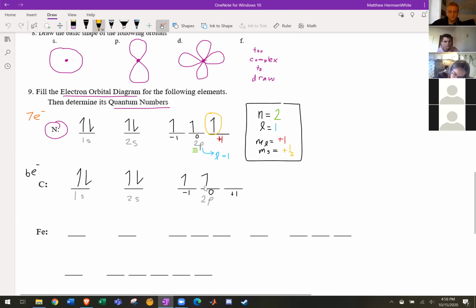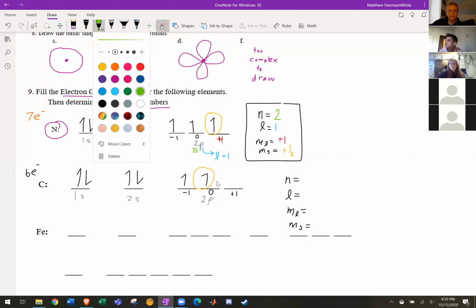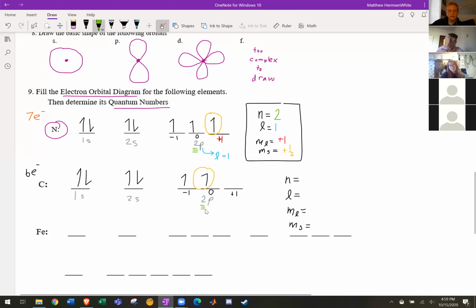So this was the last electron we drew. So that's the one we're analyzing. So we have our N, our L, ML, and MS. Once again, for the N, that is the number on the coefficient here. So N equals 2. The L is going to be determined by the letter here. So for P, the L is always going to be equal to 1. So L equals 1.